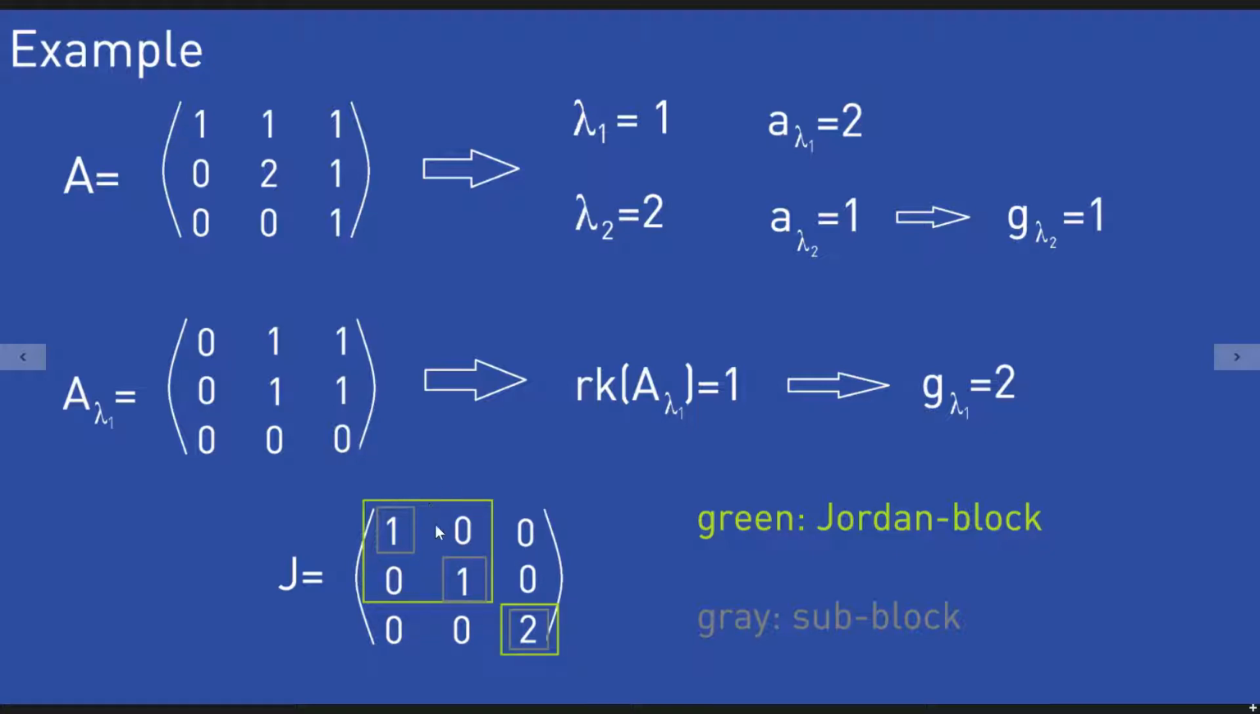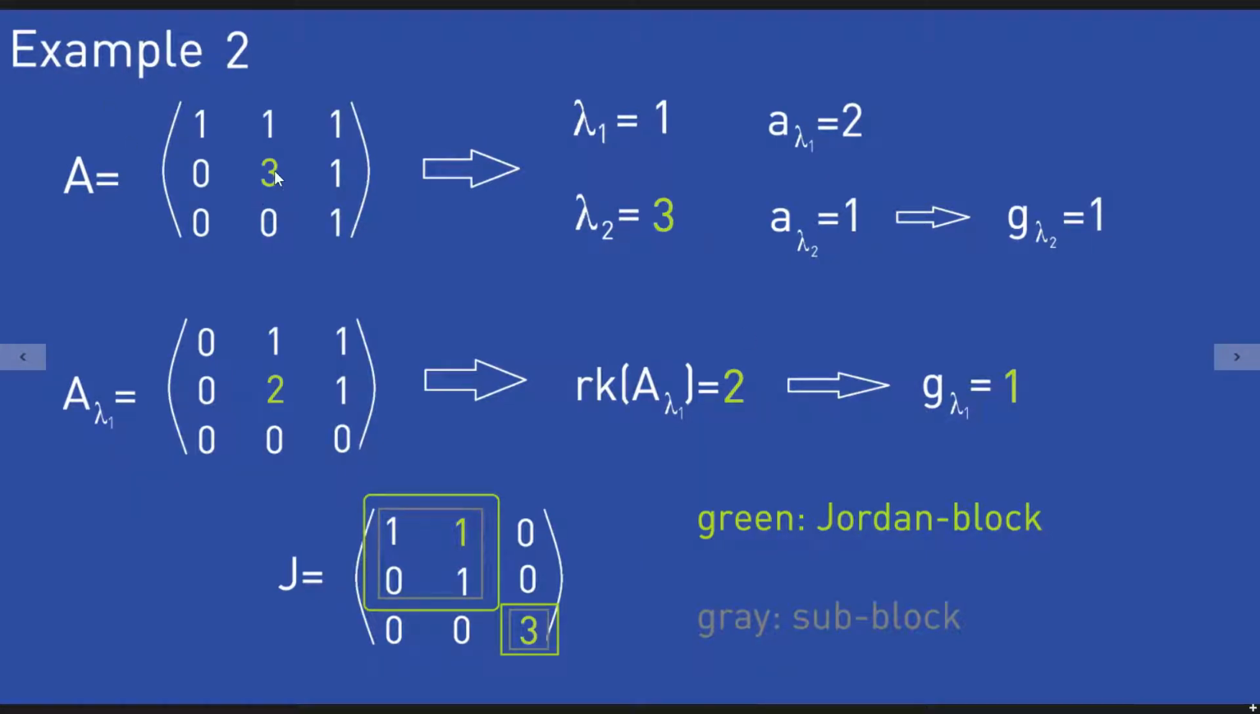So the first block has to look like this here. The second block looks like this because the Jordan block is of length 1 and there is one sub-block inside of it. So it can only look like this here. And we have found the Jordan normal form of this matrix A. Let's take a look at the second example.